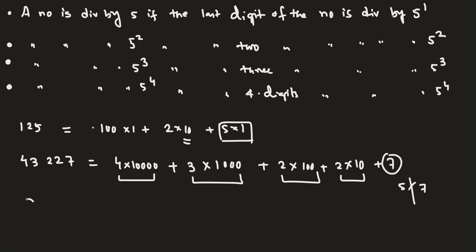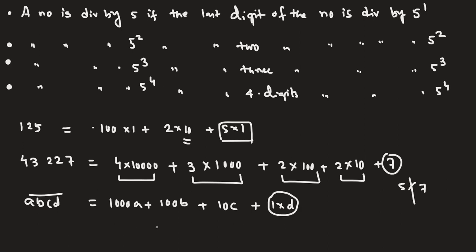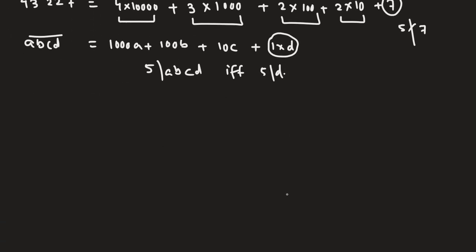Okay, now you can generalize this rule as ABCD. For any four digit number, we can have 1000 times of A, which is divisible by 5, then 100 times of B, divisible by 5, 10 times of C, divisible by 5, because 10 has a factor 5 and 2, and then 1 times of D. So if this last part is divisible by 5, then the whole number is divisible by 5. So 5 divides ABCD if and only if 5 divides D. I hope all of you understand this concept of divisibility by 5.